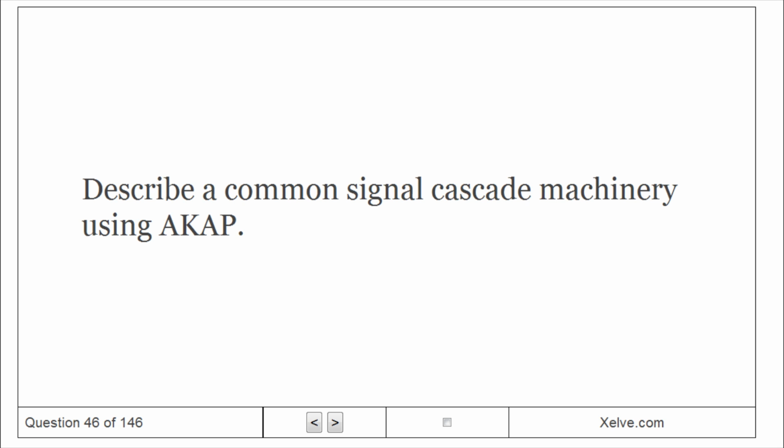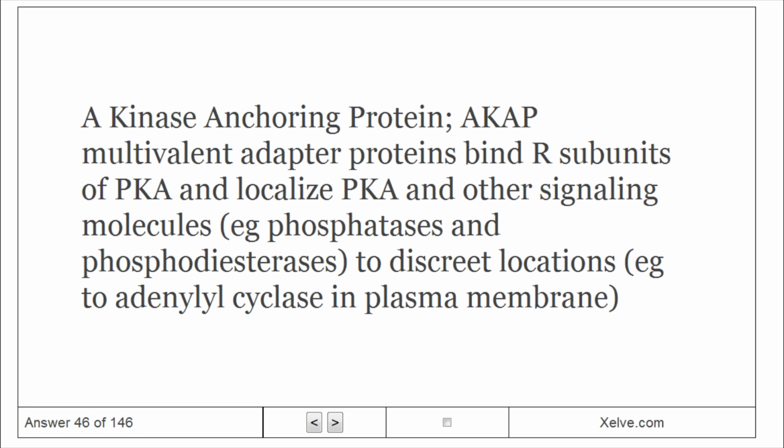Describe a common signal cascade machinery using AKAP. A kinase anchoring proteins, AKAPs, are multivalent adapter proteins that bind the R subunits of PKA and localize PKA and other signaling molecules, e.g., phosphatases and phosphodiesterase, to discrete locations, e.g., to adenylyl cyclase in the plasma membrane.